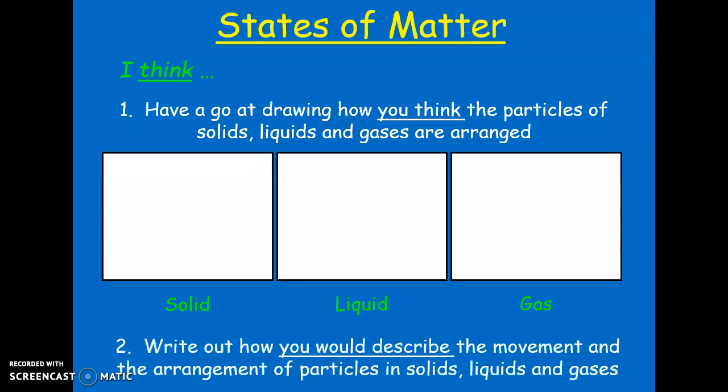Okay. Now that you've had a go at drawing how you think the particles in these states of matter will look, I'd like you now to write the description of what you think the movement and the arrangement of these particles would be like. So write down how you would describe the arrangement and the movement of the particles in a solid, the same for liquid and the same for gas. Again, pause your video right here and spend about 5 minutes just writing out how you would describe them.